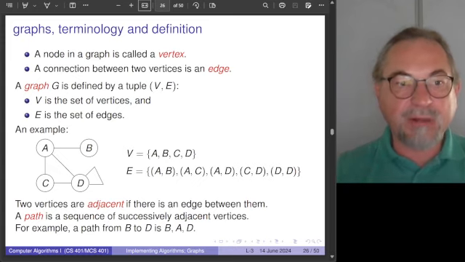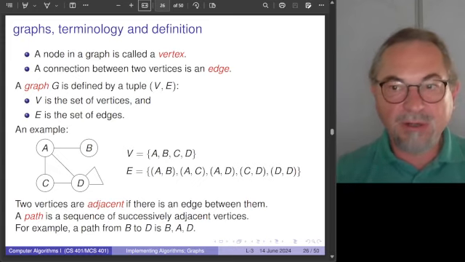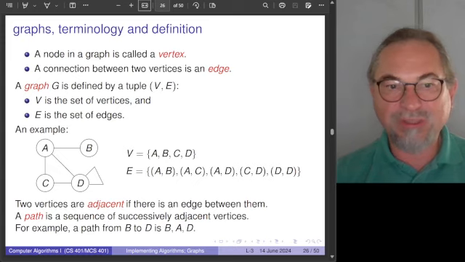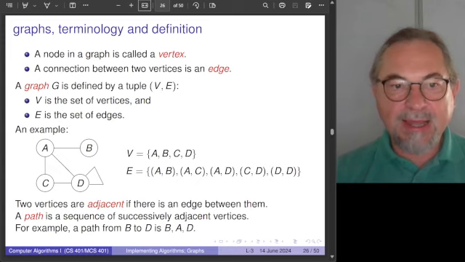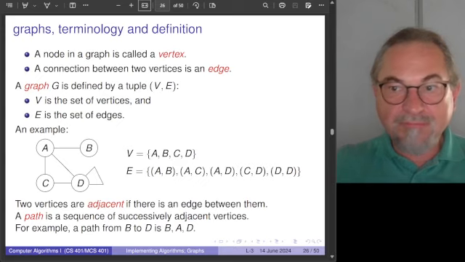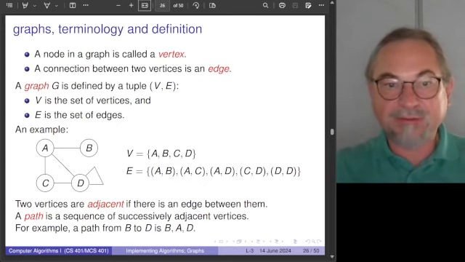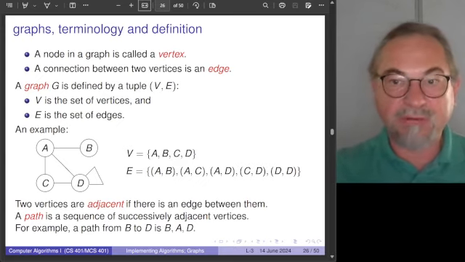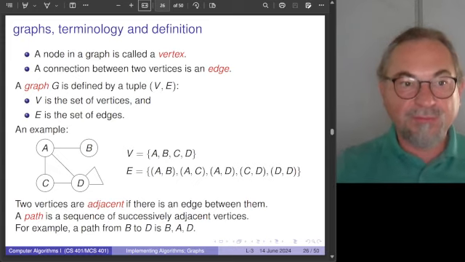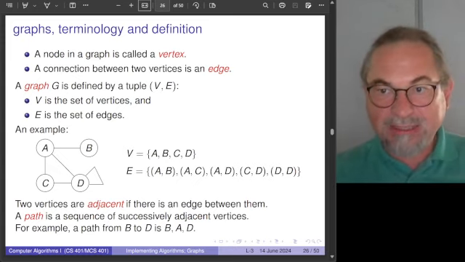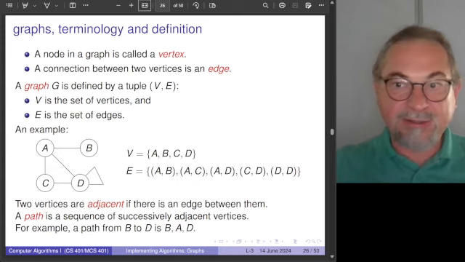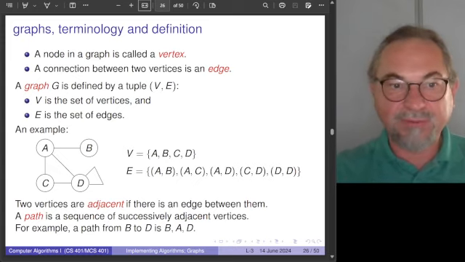Here you see an example of a graph with 4 nodes, A, B, C, D, and with the corresponding edge list. Some nodes may contain cycles, may be connected to themselves. So the node D is connected to itself. So we have the edge D, D sitting in there.